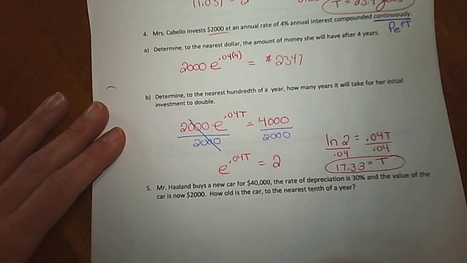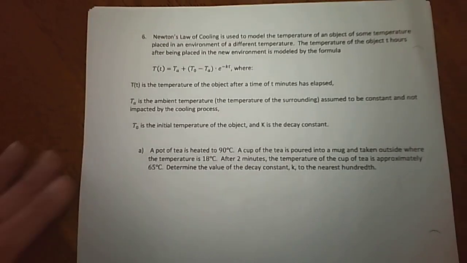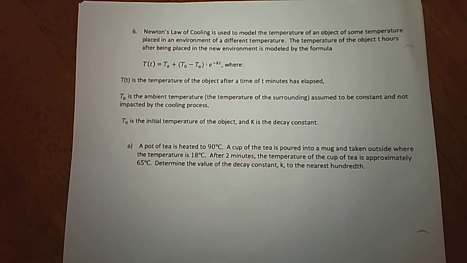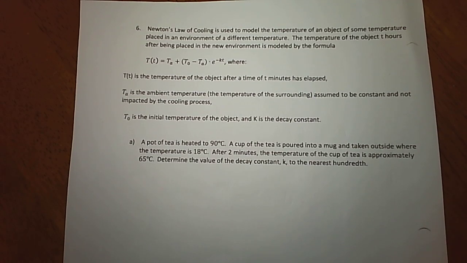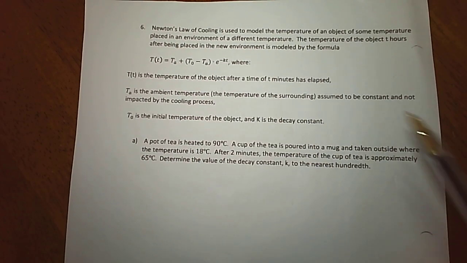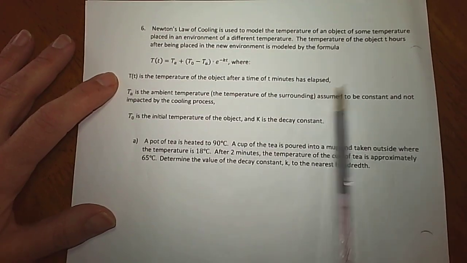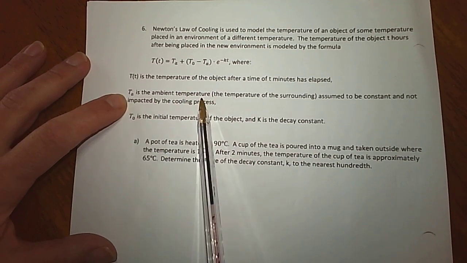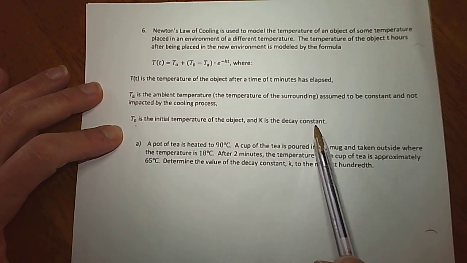Okay. Now we had done number 5 at a different time, so I'm going to skip over that. And now let's look at number 6. All right. Newton's law of cooling is used to model the temperature of an object of some temperature placed in an environment of a different temperature. It's a lot of temperatures. The temperature of the object, T hours after being placed in a new environment. Okay, so we have this formula where T of T is the object after how many minutes outside. Okay. T sub A is the ambient temperature. T sub 0 is the initial, and K is the decay.